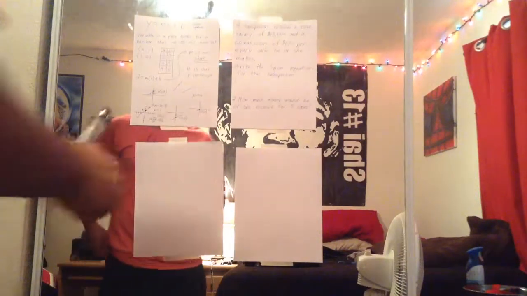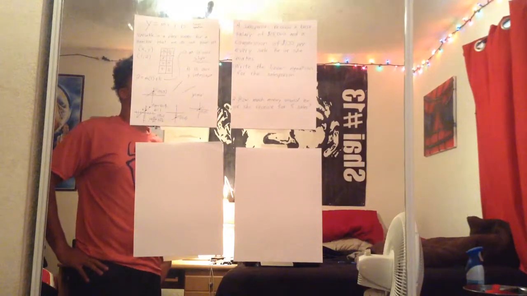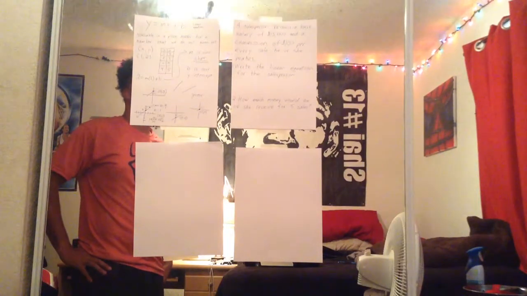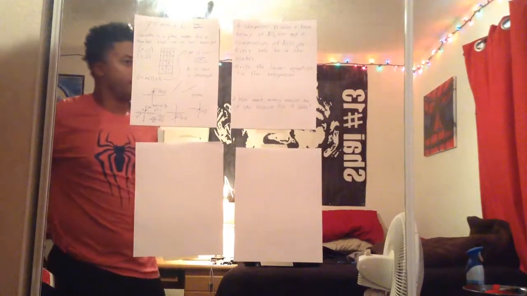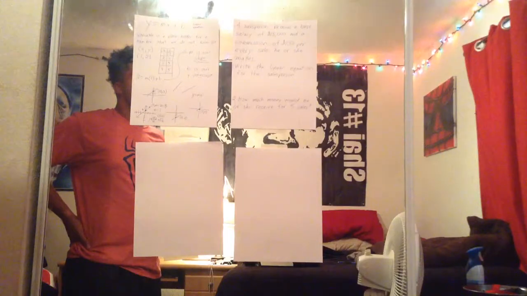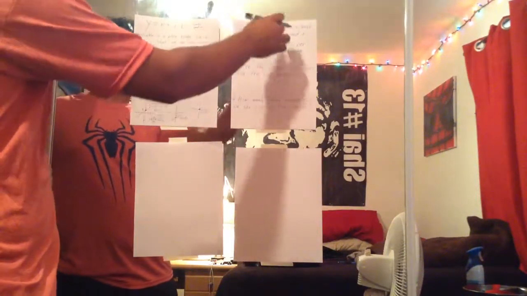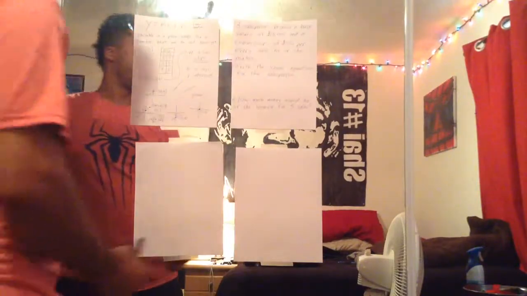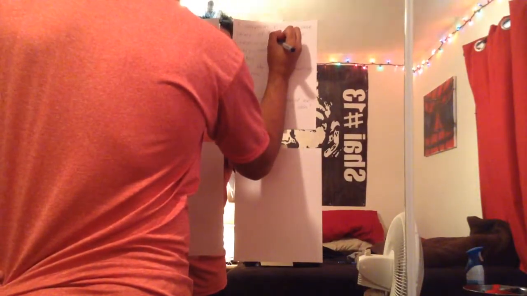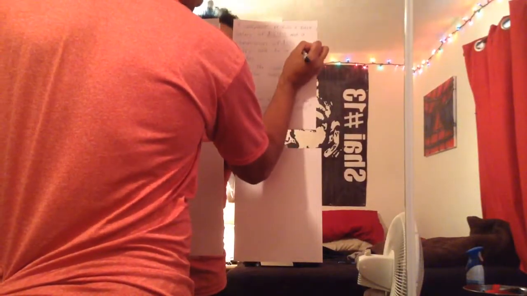A salesperson receives a base salary of $15,000 and a commission of $100 per every sale he or she makes. Write the linear equation for the salesperson. How much money would he or she receive for 5 sales? Now let's look at our question up here. Okay? We're given a base of $15,000 and $100 per.